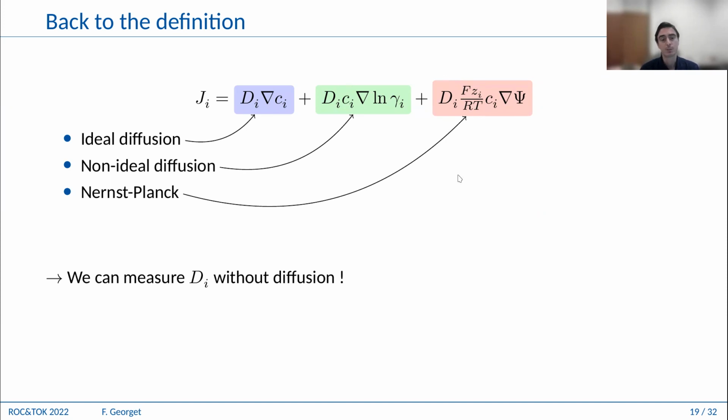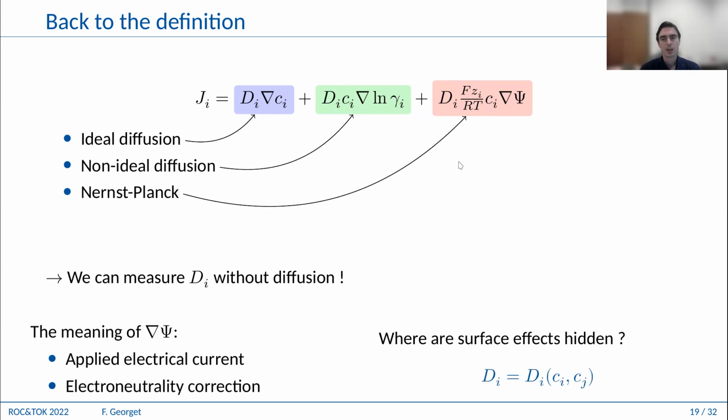First interesting observation. The second interesting observation is the meaning of this potential. This potential has nothing to do with CSH surfaces. This potential should be seen as two different things. Either it corresponds to an applied electrical current, or it is an electron neutrality correction.